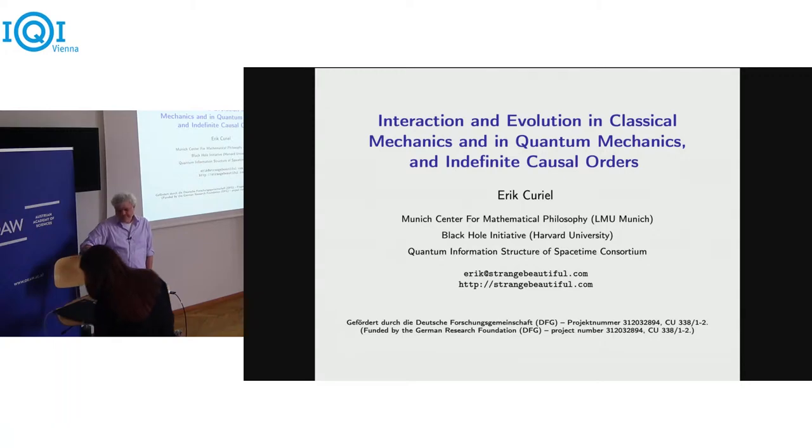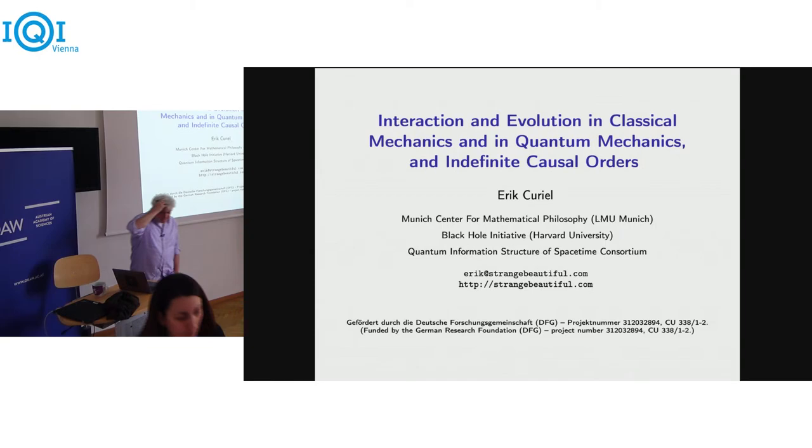Okay, so I'll be talking today about the ideas of interaction and evolution and the distinction between them in classical and quantum mechanics, with the goal of working towards a suggestion for a way of conceiving of indefinite causal orders that is perhaps more geometrically and space-time based, since that's what I'm most comfortable with.